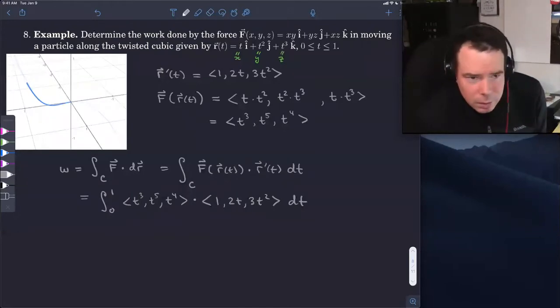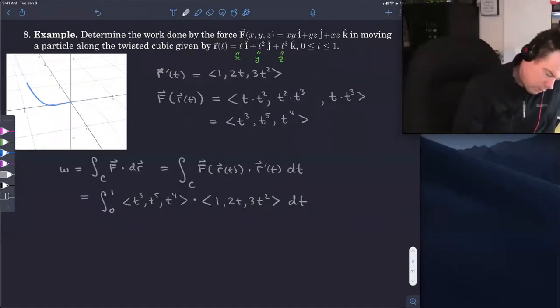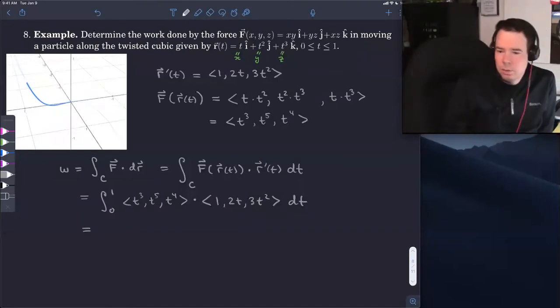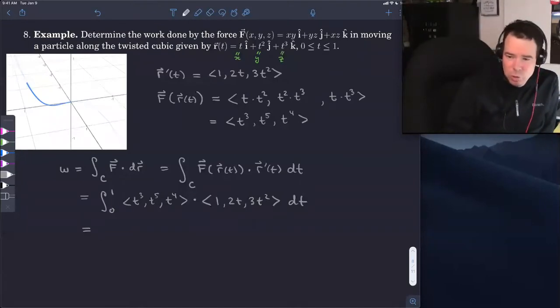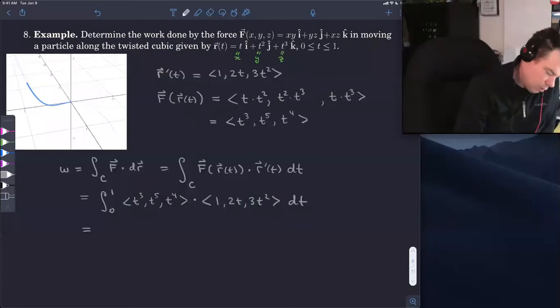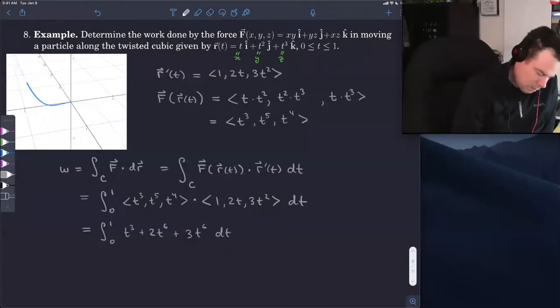Okay. So we now compute the dot product, and then that's our integrand that we're going to integrate. So the dot product is t cubed plus 2t to the 6 plus 3t to the 6, dt. In other words, it's the integral from 0 to 1 of t cubed plus 5t to the 6 dt.